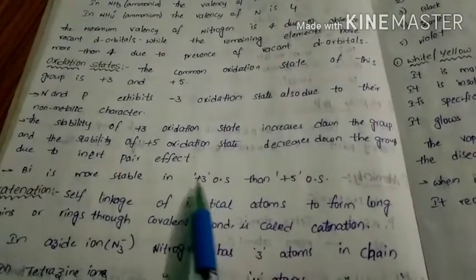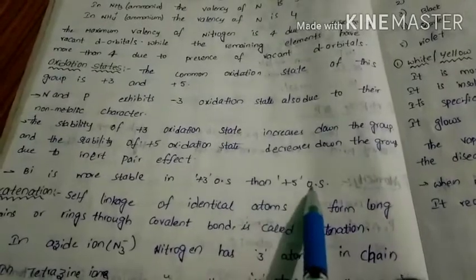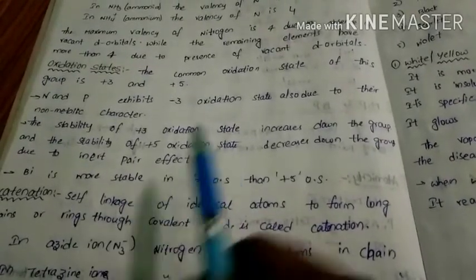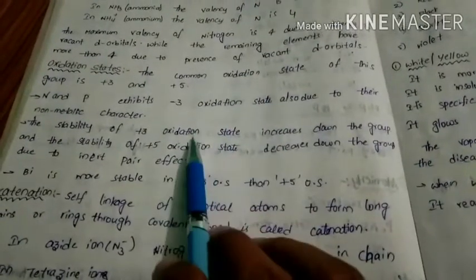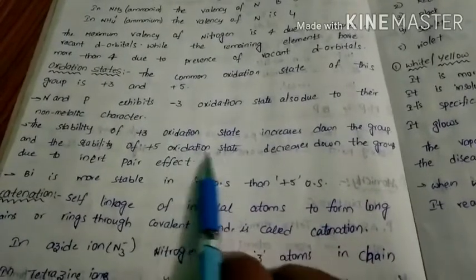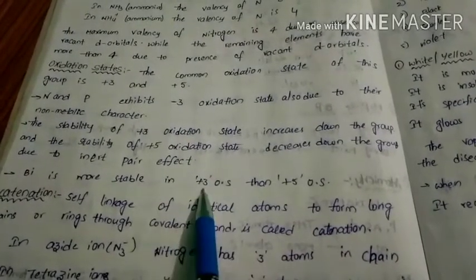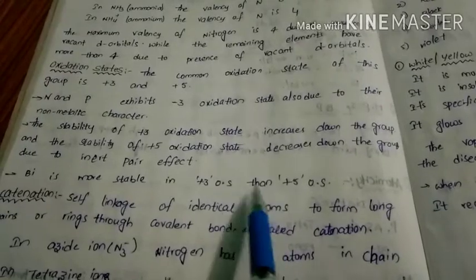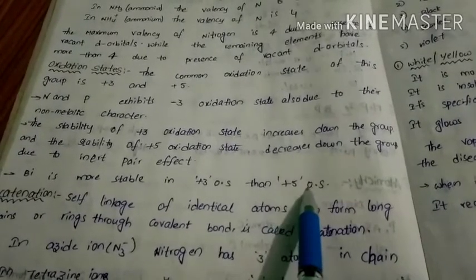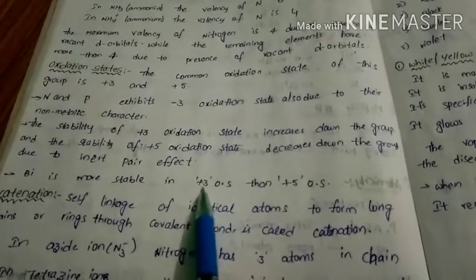Bismuth is more stable in +3 oxidation state than +5 oxidation state. Bismuth is present at the bottom of the fifth group. Here what is the point? +5 oxidation state stability decreases down the group. So in case of bismuth, in +5 oxidation state it is less stable, but in +3 oxidation state it is stable.